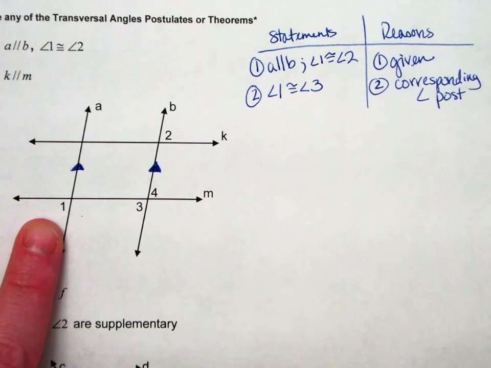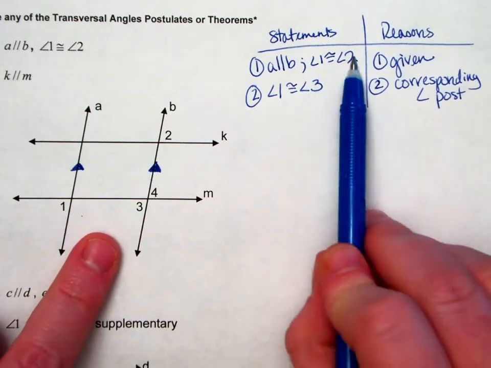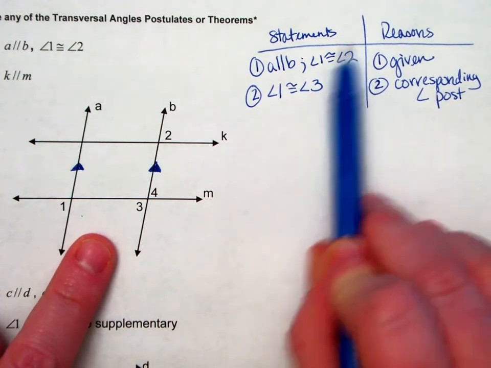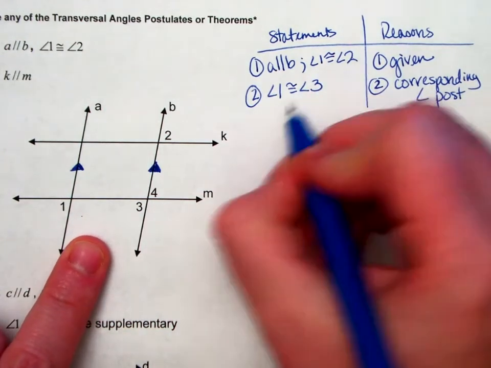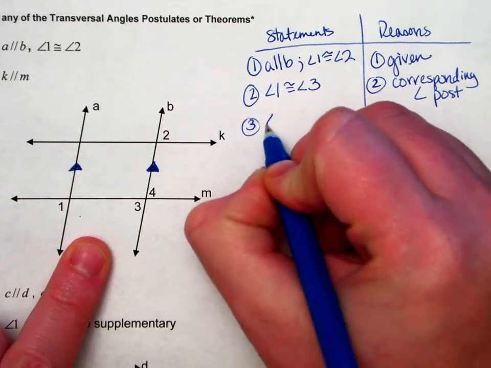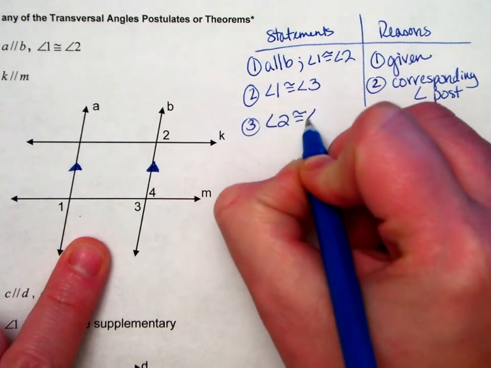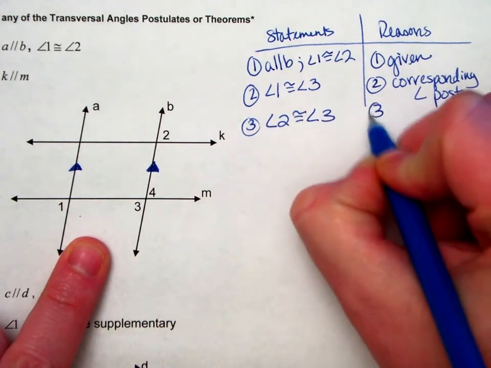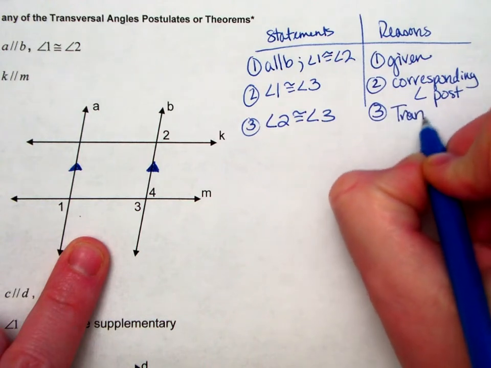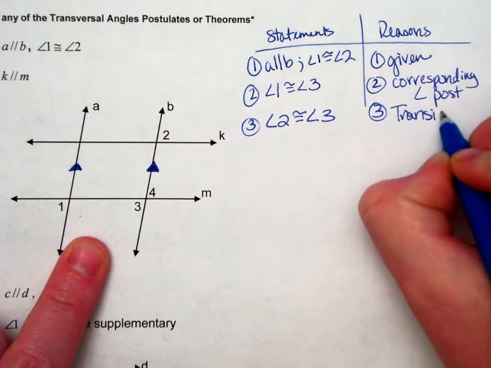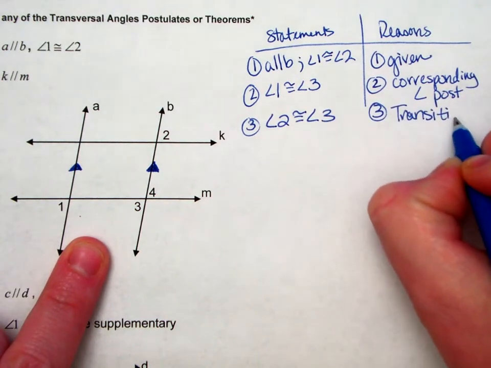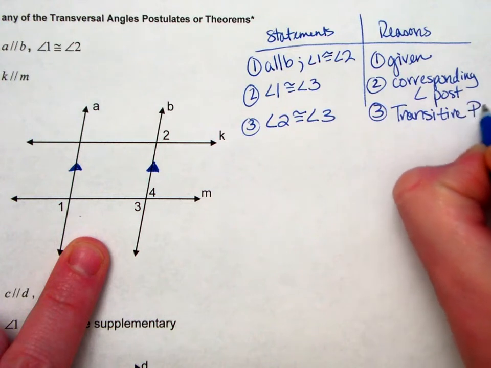Now, here, since I already know 1 is congruent to 2 and 1 is congruent to 3, I can do the transitive property. So the first step of doing this is 3. Angle 2 is congruent to angle 3, and that's by transitive, which we saw a lot on the first page. Transitive property of congruence.